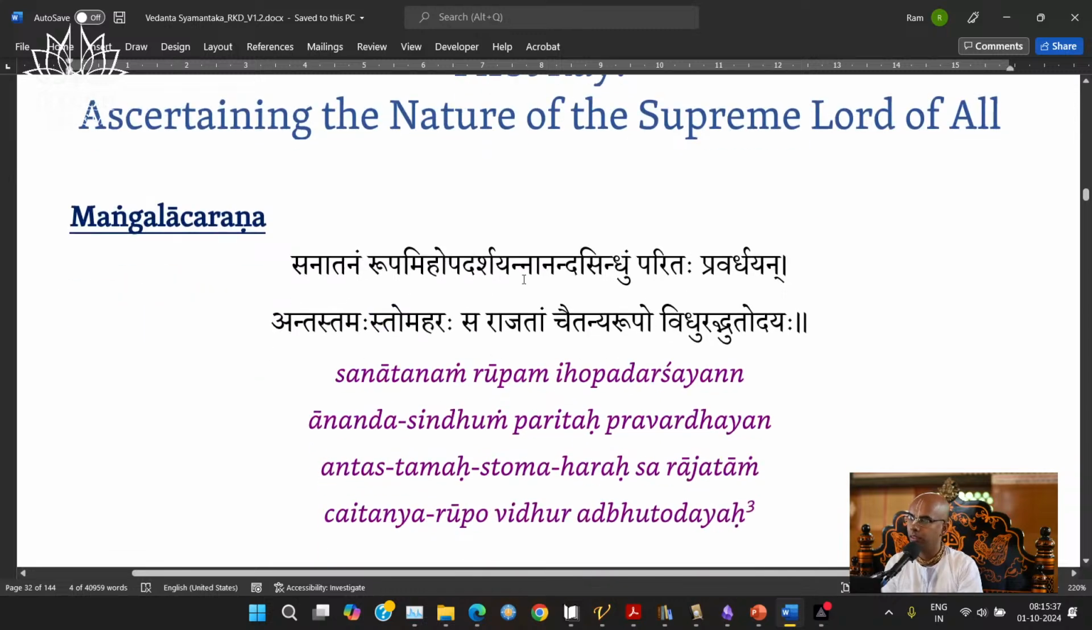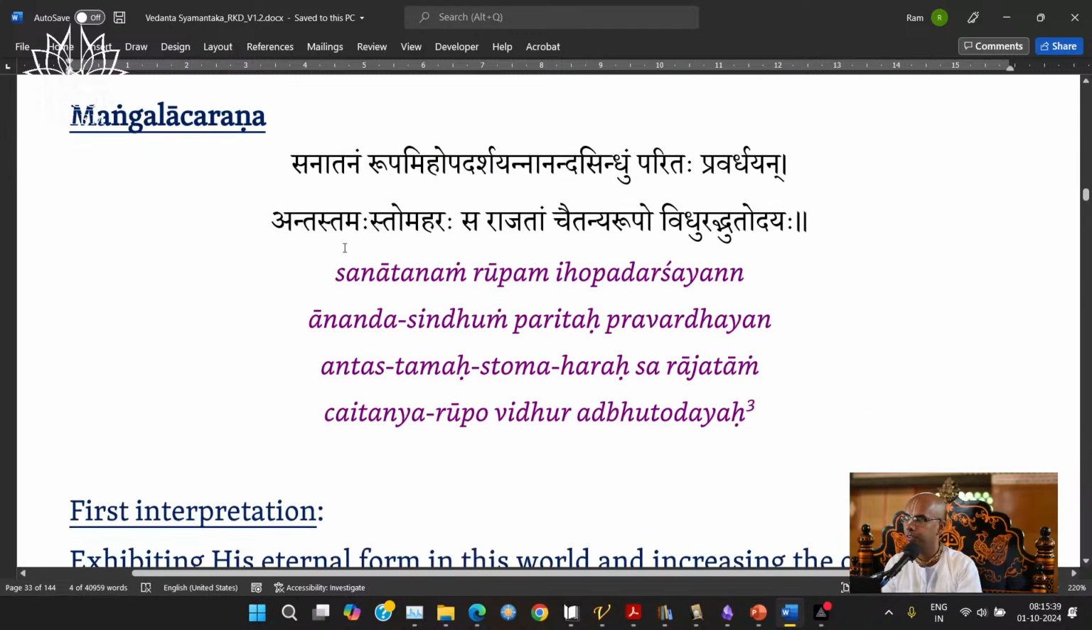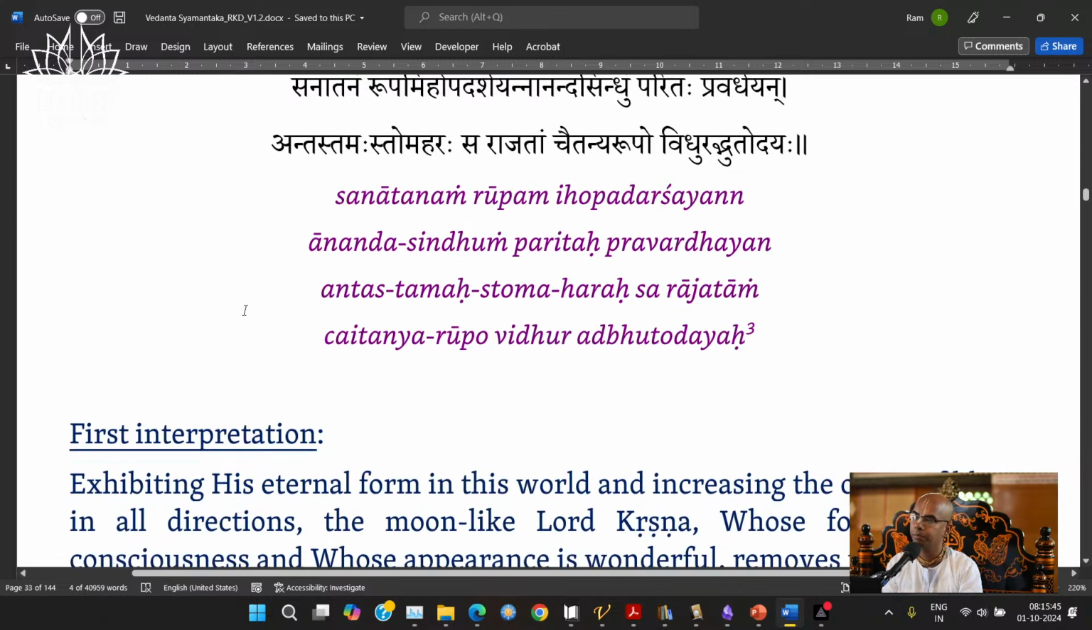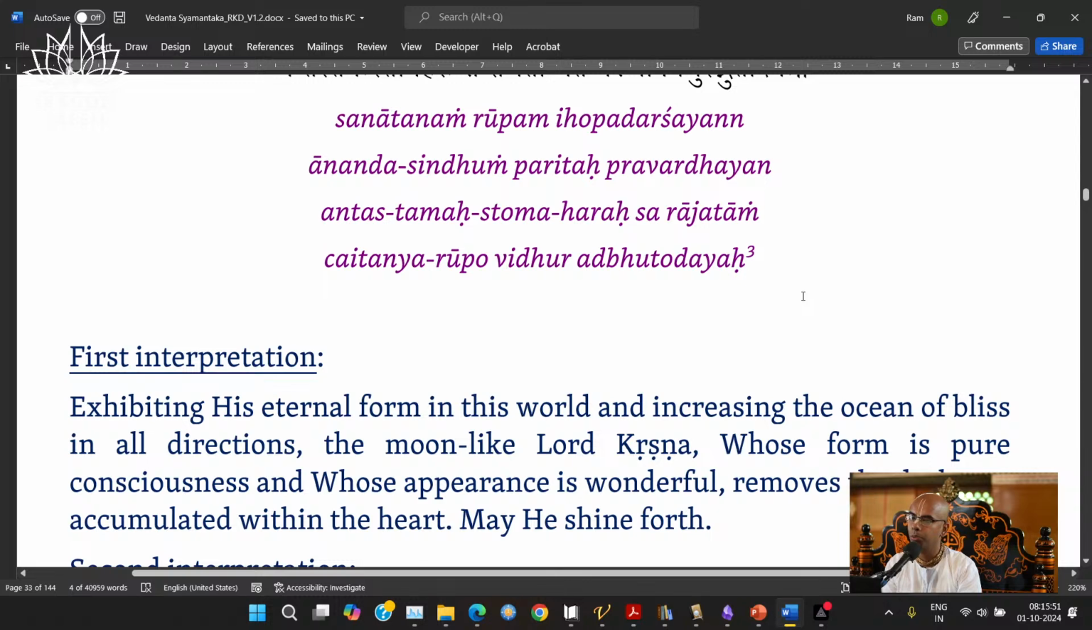Yeah, so this first is actually about Pramanas. So now this is the actual start of this work. Radha Damodar Goswami in his Mangalacarana writes: Sanatanam Rupam Ihyopa Darshayan Ananda Sindhum Paritah Pravardhayan, Antas Tamastoma Harachasa Rajatam Chaitanya Rupo Vitur Adbhutodayah.